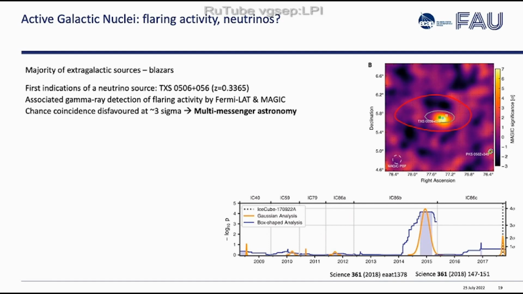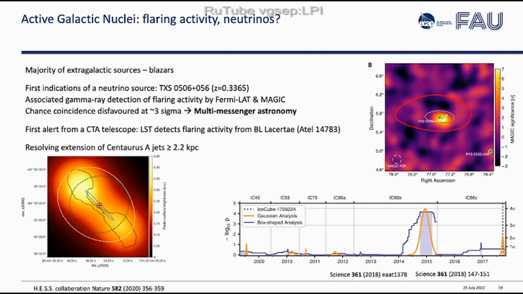And indeed, in a look-back analysis, they also found previous candidate events from this region of the sky with IceCube, leading to a 3.5 sigma hint that this has been going on for longer than just this recent flare. The first alert from a CTA telescope, so from this prototype LST, which is currently in commissioning on La Palma, was the detection of flaring activity from a blazar, and I think this was in 2021. This was announced, and a recent result on the radio galaxy Centaurus A was resolving the extension of the jets, which has been resolved to have the size of at least 2.2 kiloparsecs.